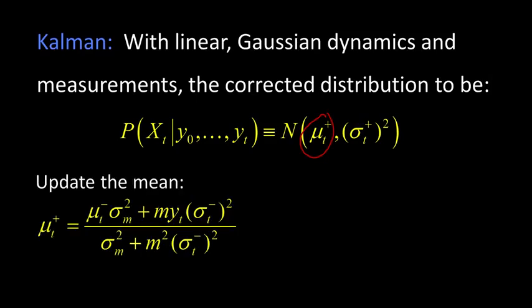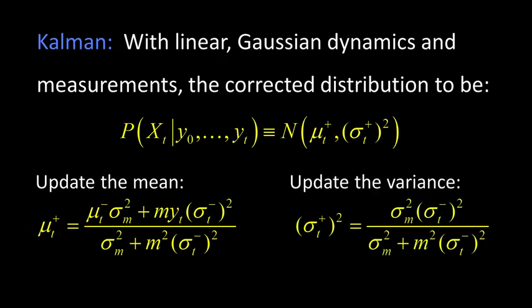This is the formula for the mean, so here is mu t plus, and it's a combination of mu t and the y, which we'll get to in just a minute. The update of the variance is here, sigma t plus squared. And you'll notice that if you do a little bit of math here, this number is actually going to end up being smaller than the predicted variance. And that makes sense. Why? Because remember, after we take a measurement, our variance goes down.